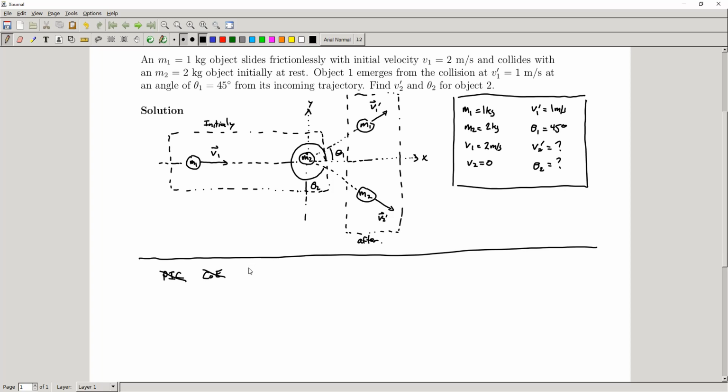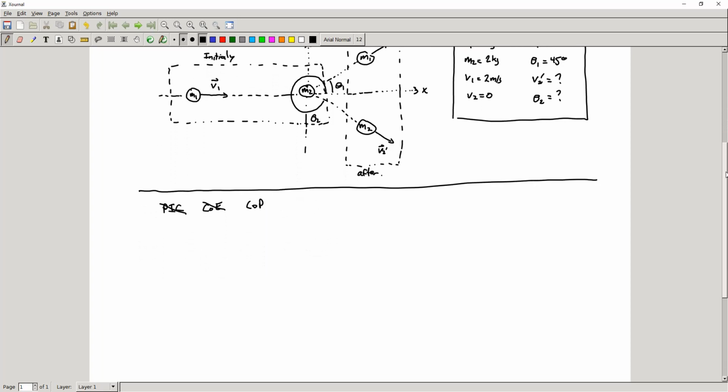But we still can use, of course, conservation of momentum, all right? And like all 2D problems, we're going to break this up. So we're going to use conservation of momentum separately in the x direction and in the y direction. We're going to break everything up into its x and y components, apply conservation of momentum, and see if we can't solve the problem that way. Okay, so let's start off applying conservation of momentum in the x direction.